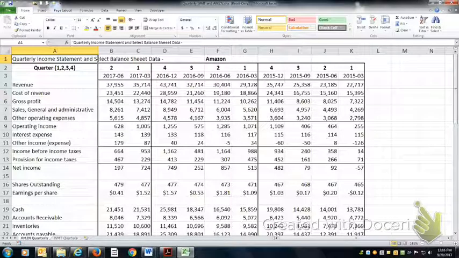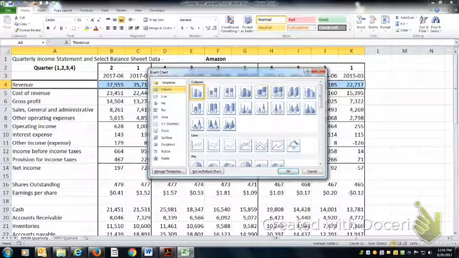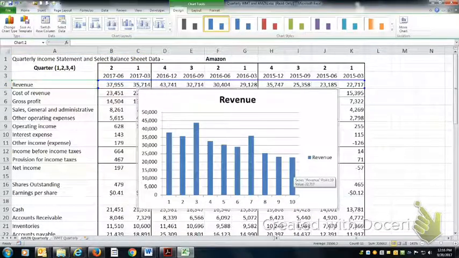The first thing we could do is look up here at revenue. I have 10 past quarters of the income statement for Amazon that I obtained from Morningstar. And that's how they put it out there, 10 quarters at a time. If I was to graph this, you'll see the Christmas effect. So that's first quarter, second quarter, third quarter, fourth quarter. And that's the Christmas sales.